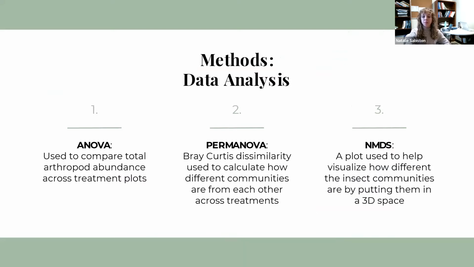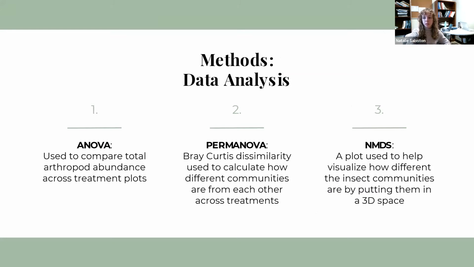So the following analysis methods were used in order to create graphs and provide statistics for the data collected, and all of this was done in the statistical program R. In order to compare total arthropod abundance across the different treatment plants, I used an ANOVA, which stands for Analysis of Variance, and it's used to look for differences between the means of 3 or more independent groups.